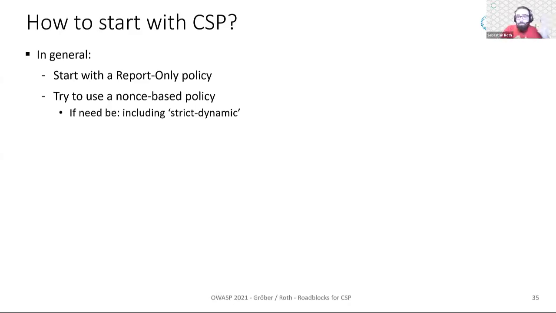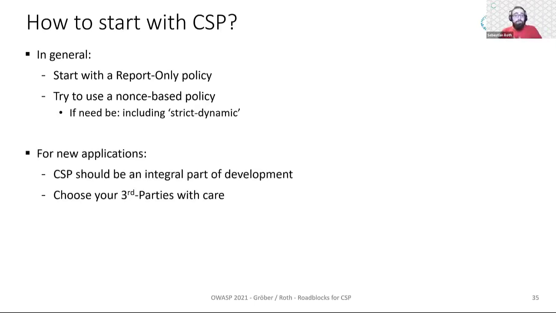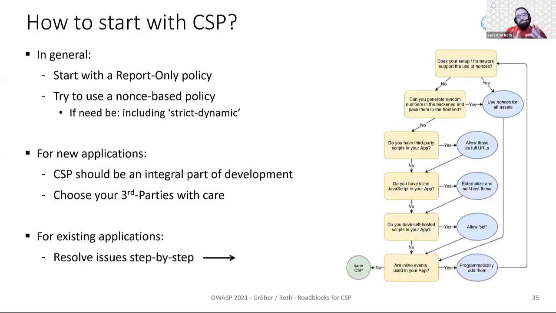If you start a new project, the whole application should be built with CSP in mind from the beginning, such that things like inline scripts and inline events are not happening. So you should treat CSP as an integral part of your development lifecycle. Also, for new applications, you should choose your third parties with care. So, if possible, only choose third parties that are CSP compliant.